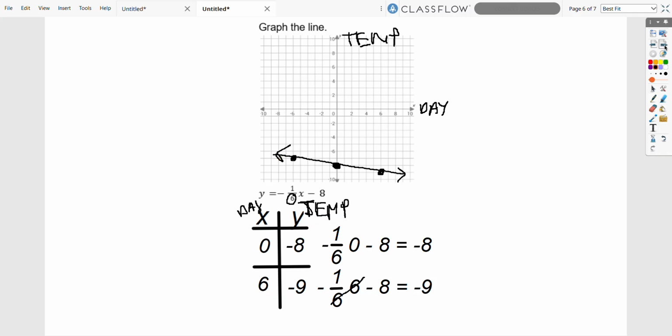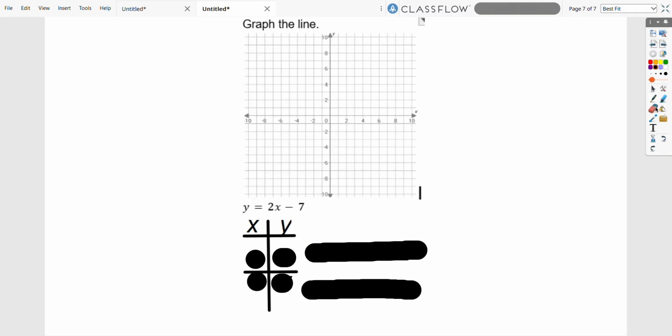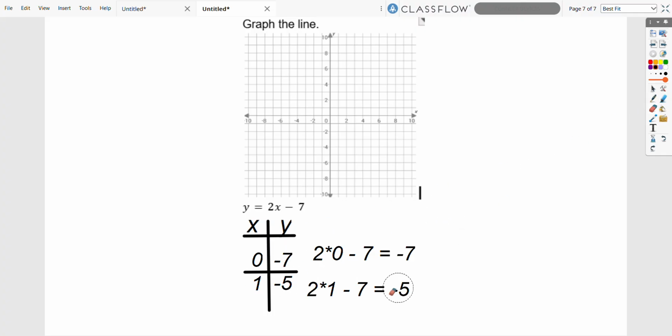Last one. 2x minus 7, so this is just a regular slope, no fraction, so we can plug in 0 and 1. When you plug in 0, we get -7. When you plug in 1, we get -5. So 0 down to -7 is our first point. And then 1 down to -5 is our next point. And then, if you wanted, you could get more points, up 2 over 1, as such. Boom, boom, boom.